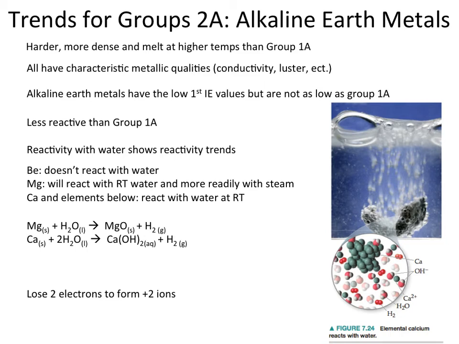So the nearest neighbor to group 1A is group 2A, known as the alkaline earth metals. Even though they share a somewhat similar name, the alkaline earth metals are harder and more dense and typically melt at higher temperatures than group 1A. All of the alkaline earth metals have characteristic metallic qualities, so the conductivity, luster, all that good stuff.